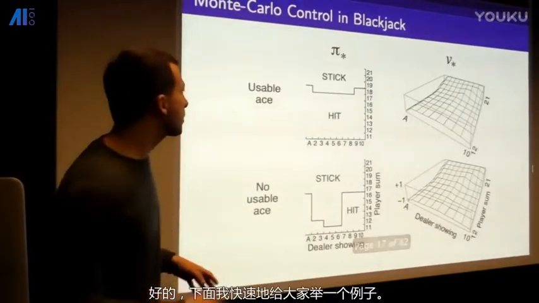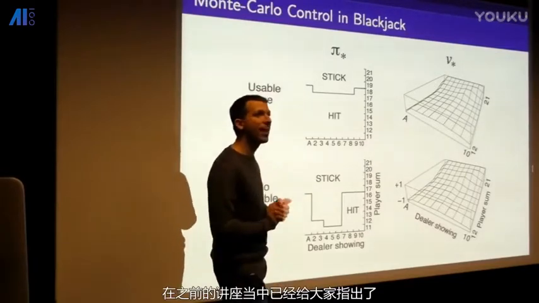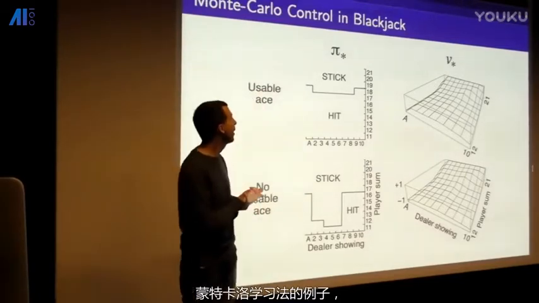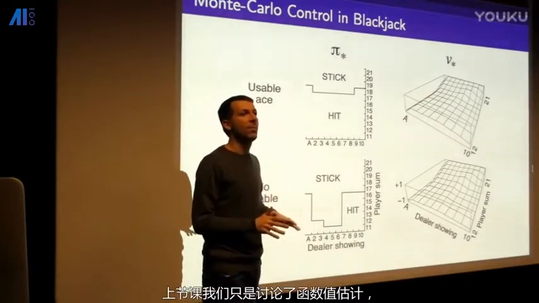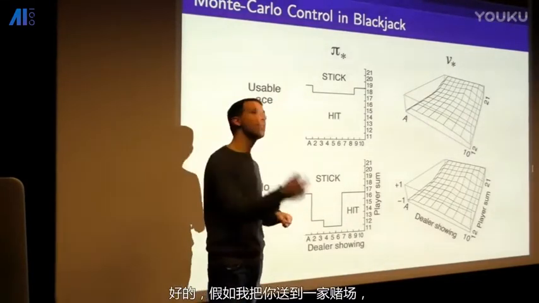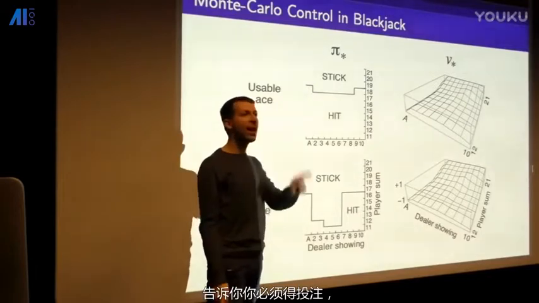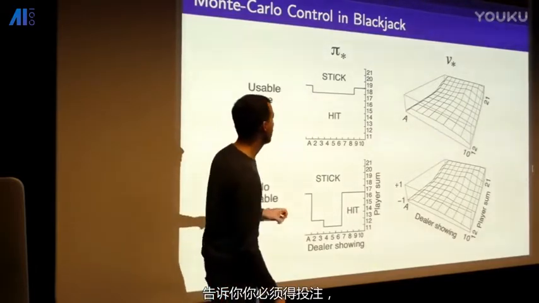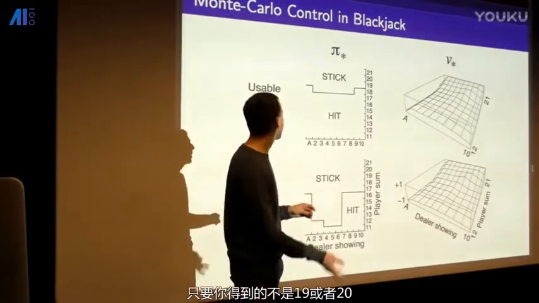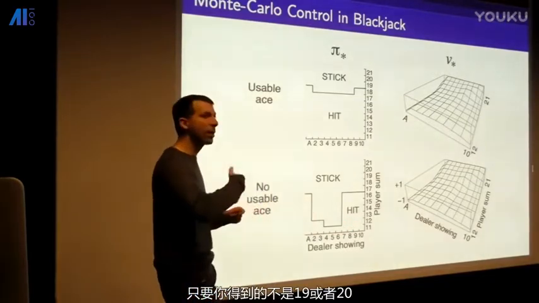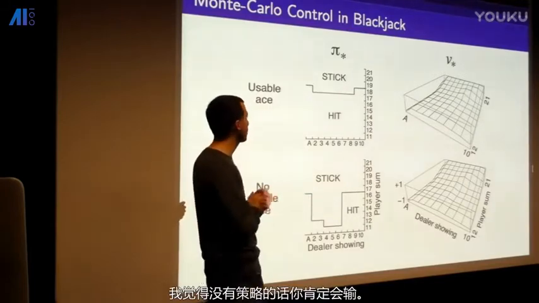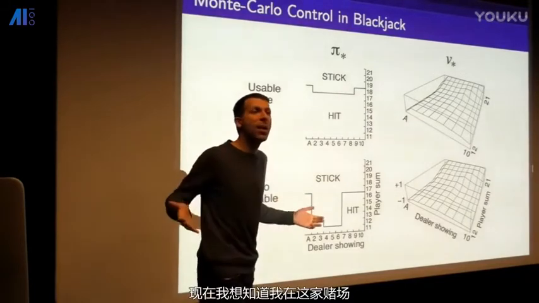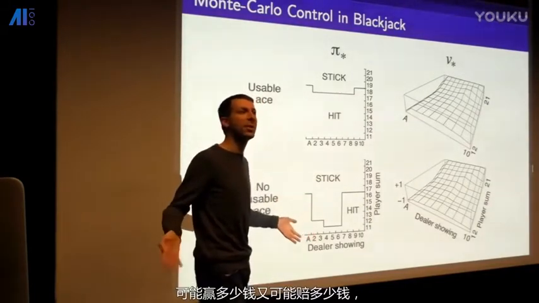Okay, so let's just do a quick example. We had this Monte Carlo example in a previous lecture. In the last lecture, we just looked at evaluation. We basically said, if I send you into a casino and I tell you that you have to always ask for a new card unless you're on 19 or 20 or 21, I think was the policy we had before, then I want to know how much money would you win or lose in that casino.